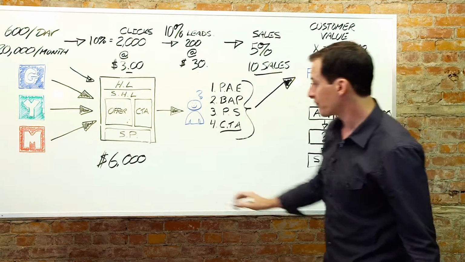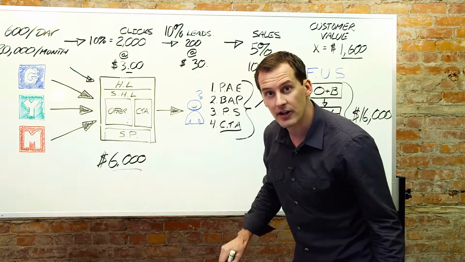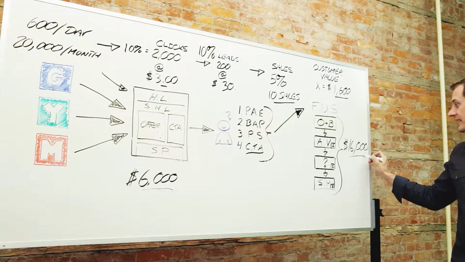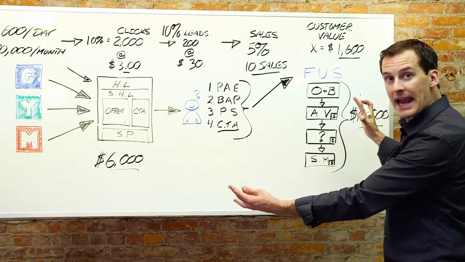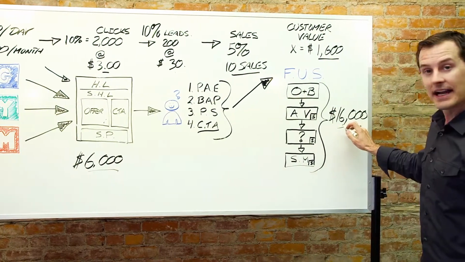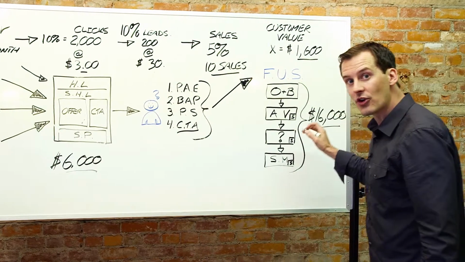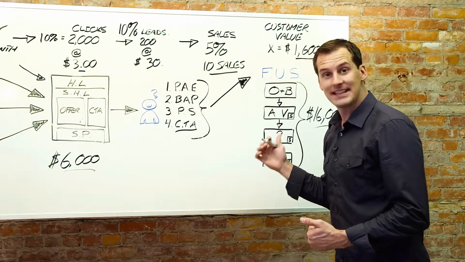Now, considering we're spending $6,000 on ads and we made $16,000, this paid marketing funnel generated an additional $10,000 a month into this business.